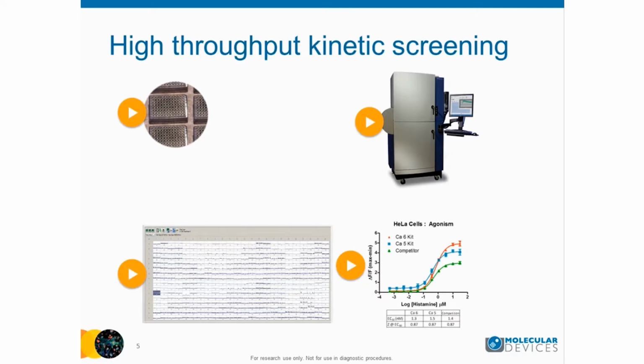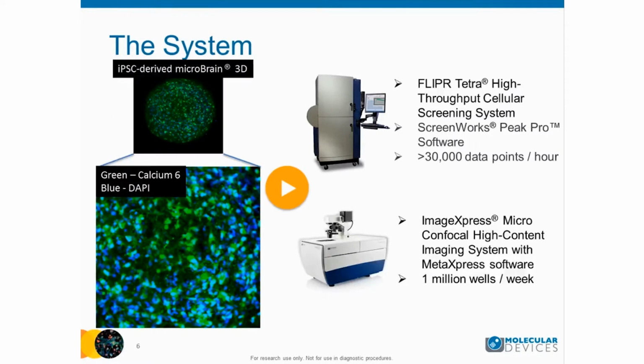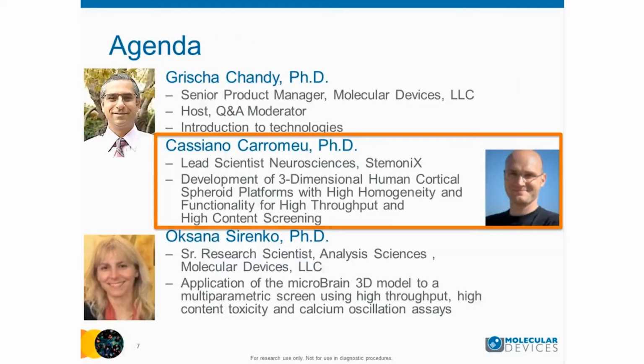Now, these two solutions have been combined with the products from StemoniX, where they are going to talk about their iPSC-derived microBrain 3D model, and that's one example of it and a blow-up of what it looks like inside. And they've taken that product and put it through a variety of technologies, including the FLIPR and the ImageXpress Micro, which are these high-throughput screening devices. So on that note, I would like to turn the presentation over to Cassiano, who can tell you about developing this 3D human cortical platform.